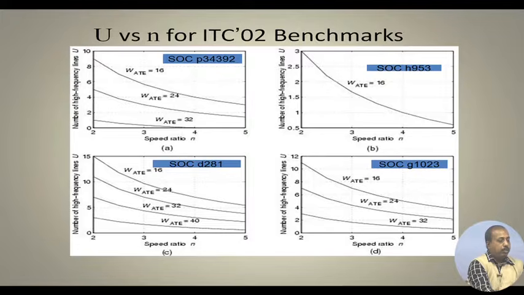The u versus n graphs have been plotted for different ITC02 benchmark circuits. Accordingly, the proper point can be chosen. Which n and which u should be used can be chosen by the test engineer by looking into the different graphs and points.